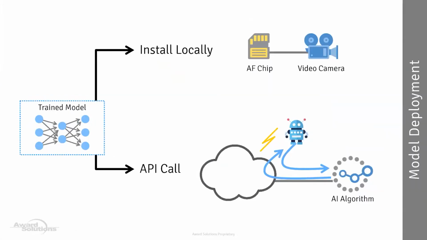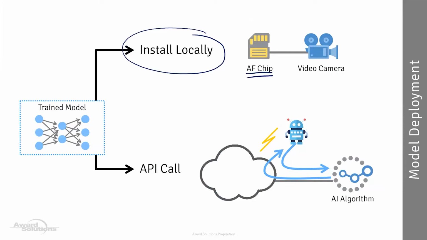There are 2 basic ways that we can use an AI model. We've trained it. We can either use it locally, and what this is doing is taking a trained model and building it into some type of an end device. So in this example, it's an autofocus on a camera. Maybe this is a security camera and it has a list of faces, and if we see this face, we know that we should have some type of an alert.